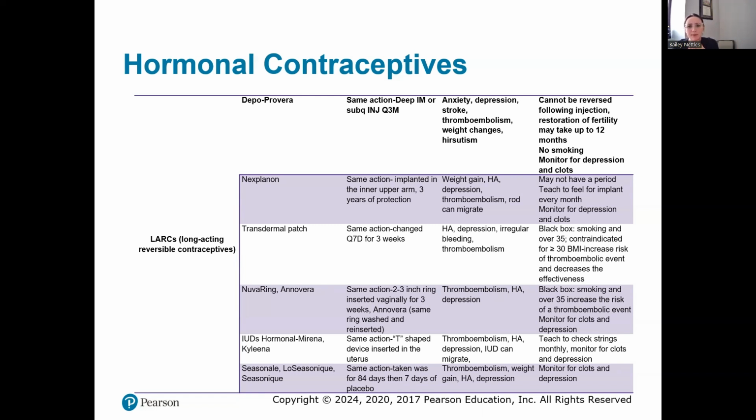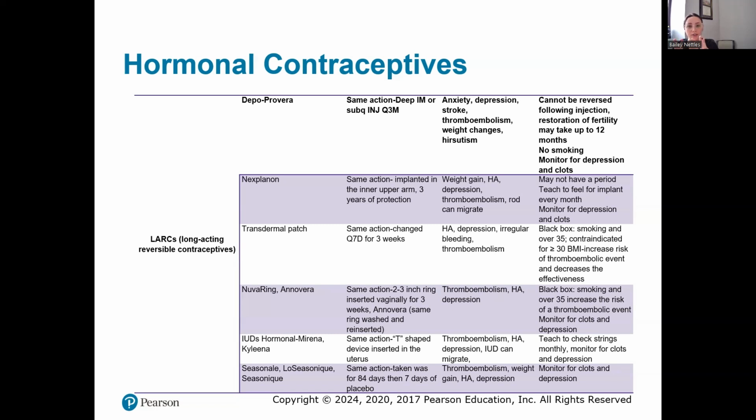It's a simple procedure in office. They just numb you up, a little slice. It goes right under the skin, maybe 1 stitch, and then you're good. They probably even Dermabond it, which is just glue. But they need to check for the placement. Okay, they may not have a period at all, and teach them to feel for the implant every month and monitor for depression and clots.